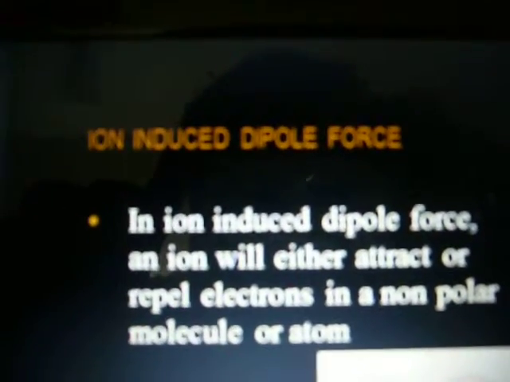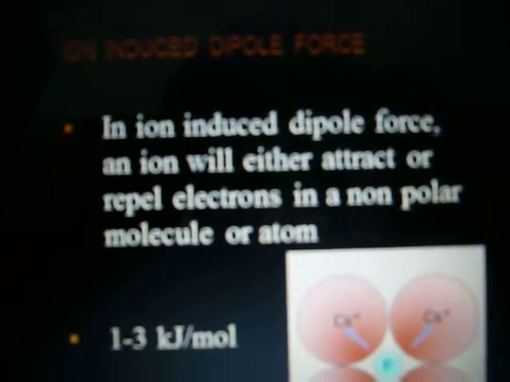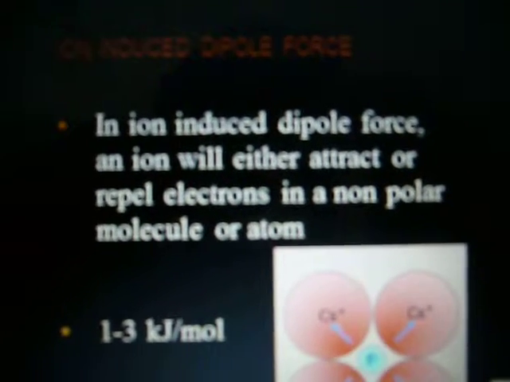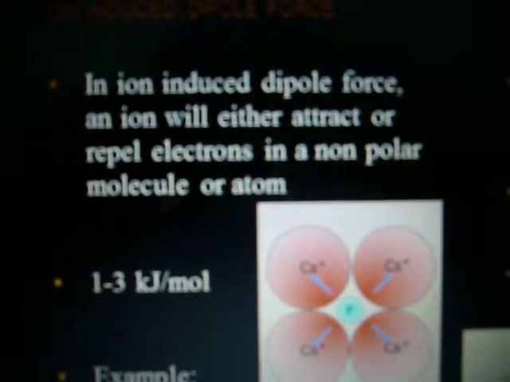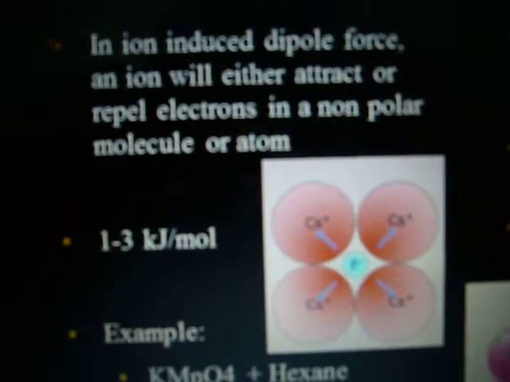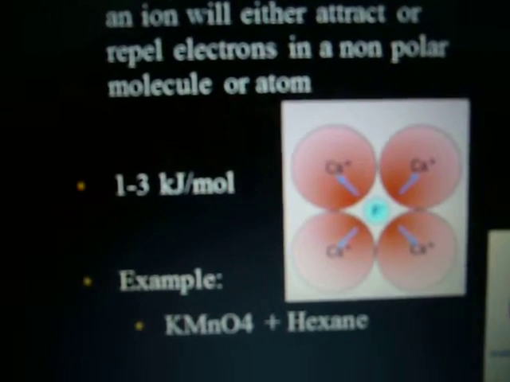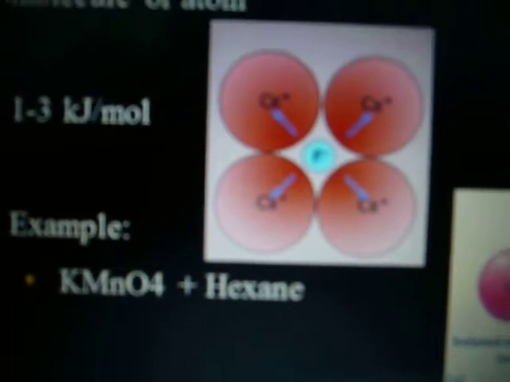Next, you have ion-induced dipole force. Basically, an ion-induced dipole force is when an ion will either attract or repel electrons in a nonpolar molecule or atom. Also very weak, it only takes 1 to 3 kilojoules per mole to break the bond. And there's an example of that, a demonstration between cesium and fluorine there in the middle.